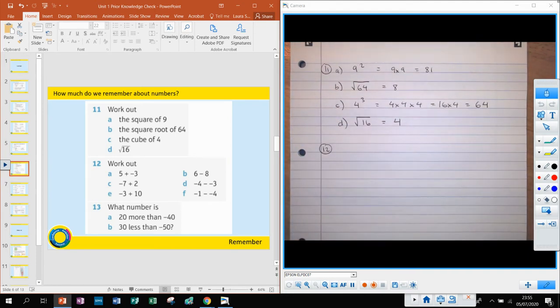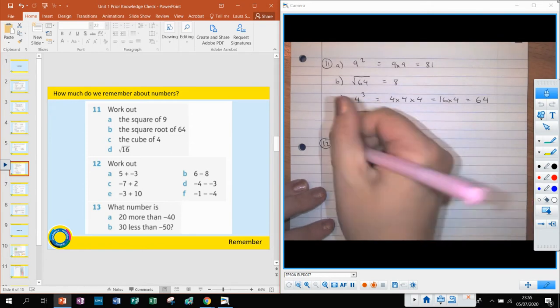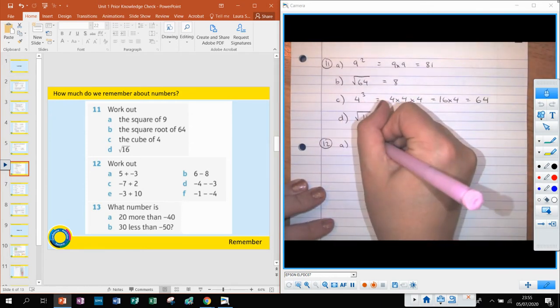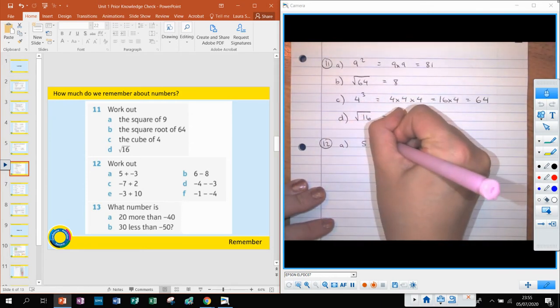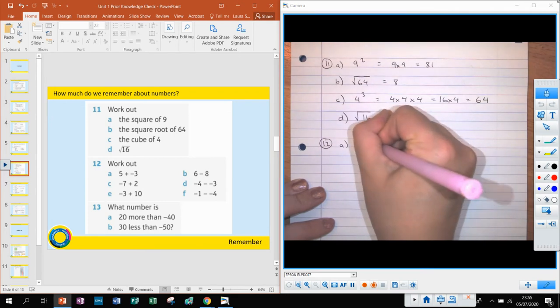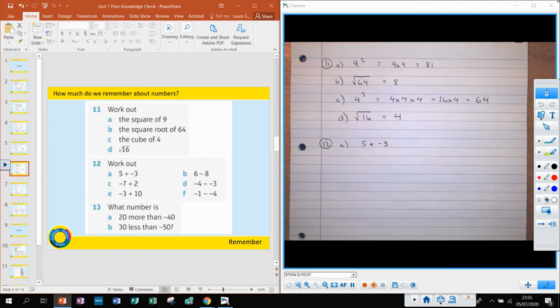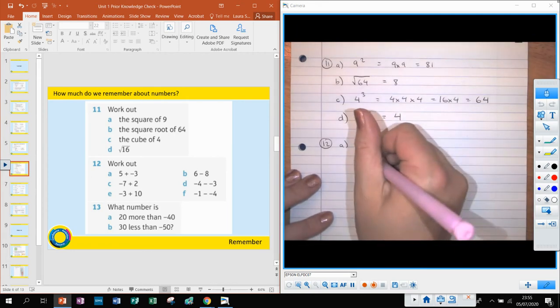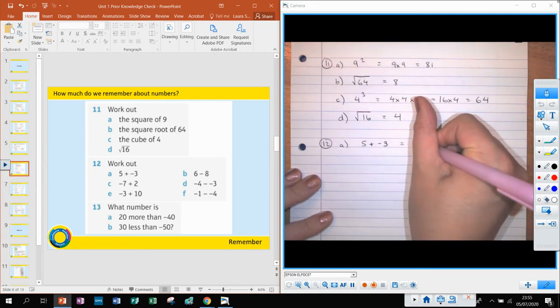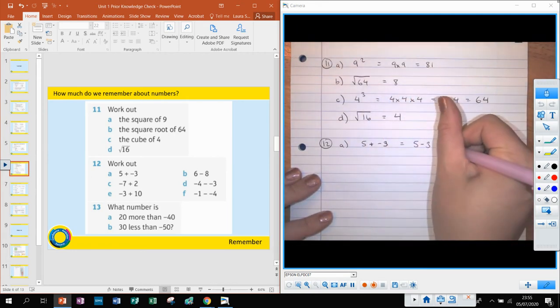Question 12, work out 5 plus a negative 3. Well, let's think about it this way. If you're adding negativity, it's the same as taking away positivity. It's more negative. So this is exactly the same as saying 5 take away 3, which is 2.